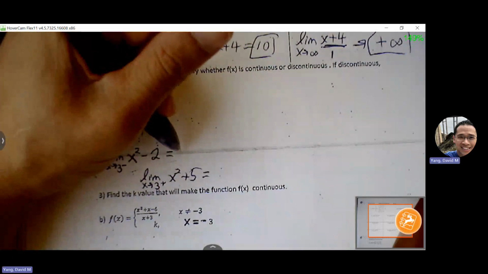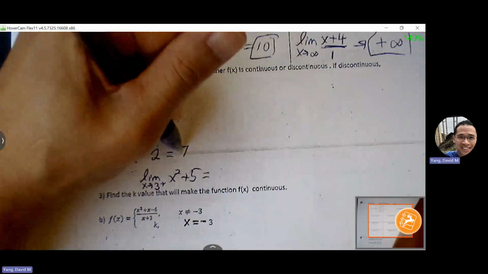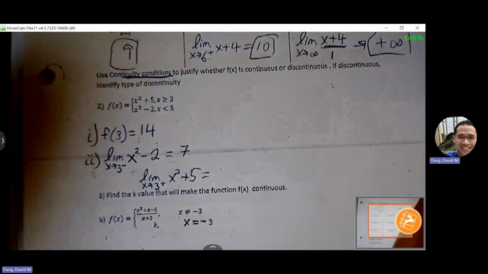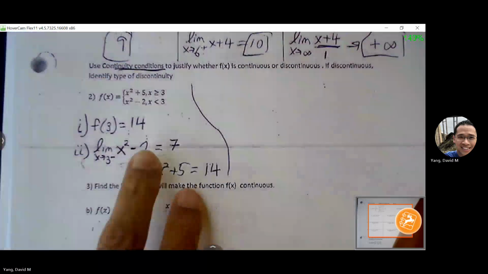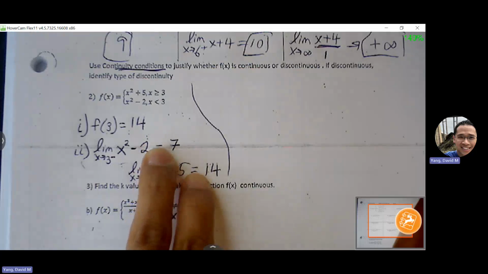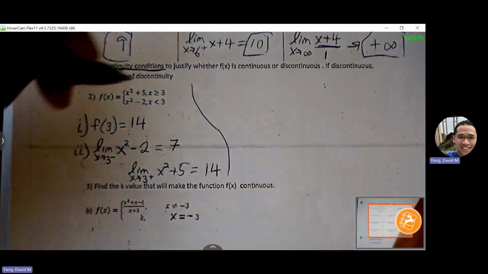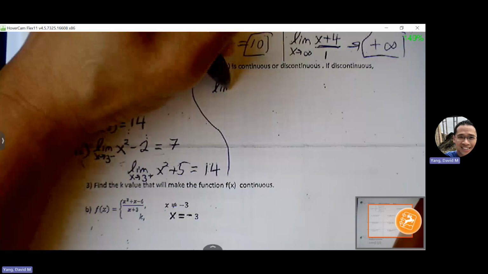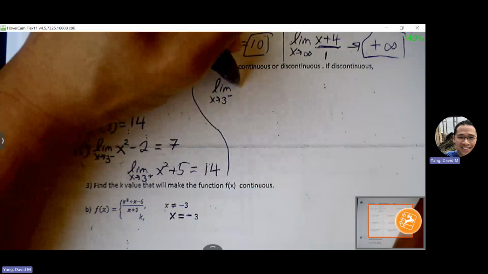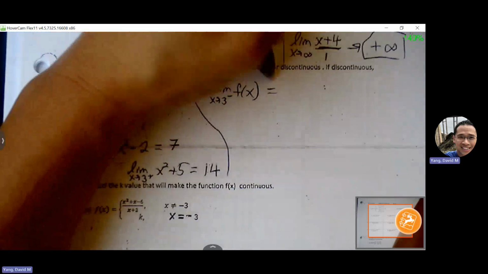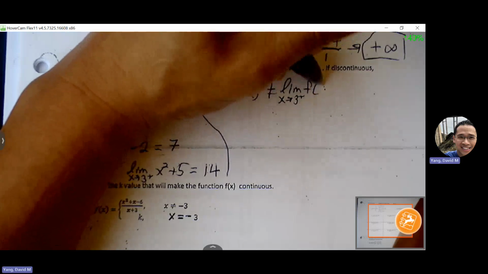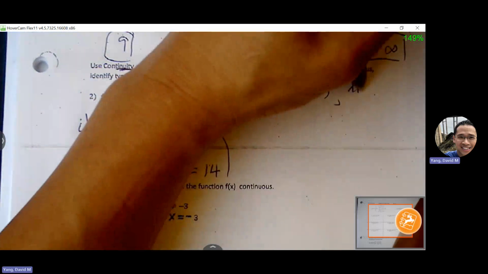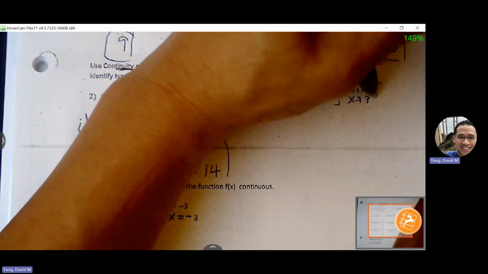First one, I get 9 minus 2, which is 7. Second one, I get 3 squared plus 5, which is 14. What do you notice? They're not equal to each other. So the way that I want you to write it is I want you to say the limit as x approaches 3 from the left side of 3 of f of x does not equal the limit as x approaches 3 from the right side of 3 of f of x. Therefore, the limit as x approaches 3 of f of x does not exist.